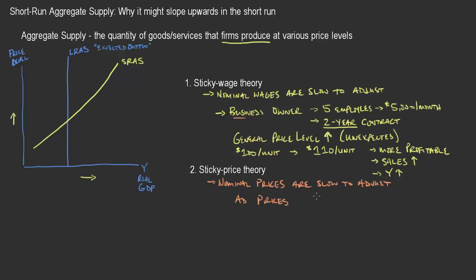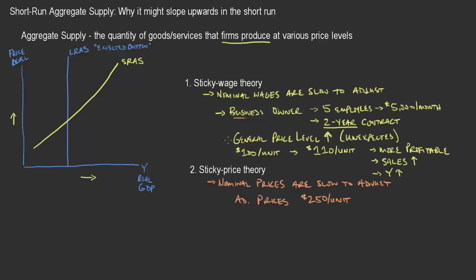Let's say you advertised your prices at, let's say, $250 per unit, and you did this in some sort of brochure, and you want to continue to honor the prices that were listed in that brochure. But what is happening in the economy? Well, we might actually see that there's an unexpected increase in the general price level.